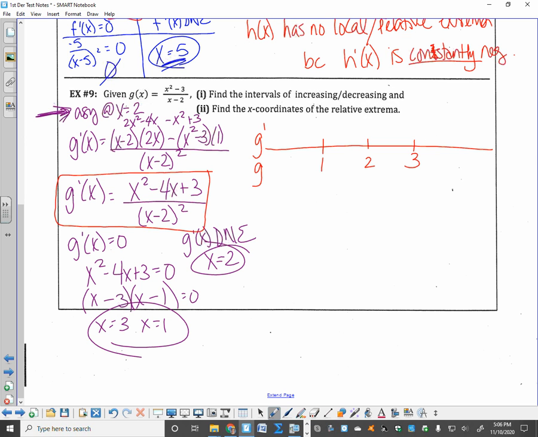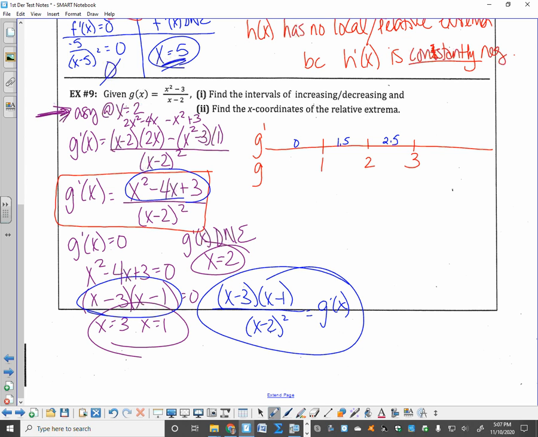I'm going to take, let me change colors, I'm going to take a 0. I'm going to take a 1.5. And I'm going to take a 2.5. And I'm going to think of this top as those two factors. So I'm going to look at my derivative like this, because it's easier for me to figure out the signs.